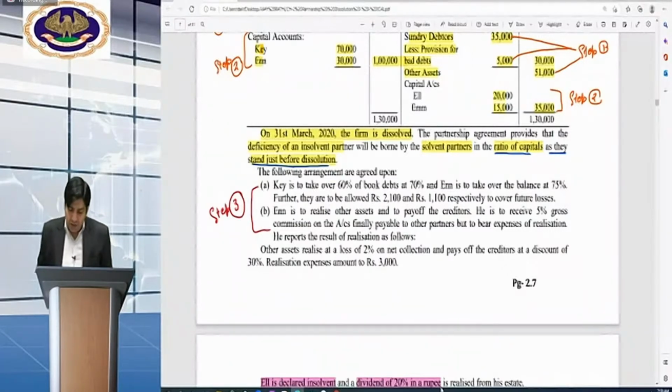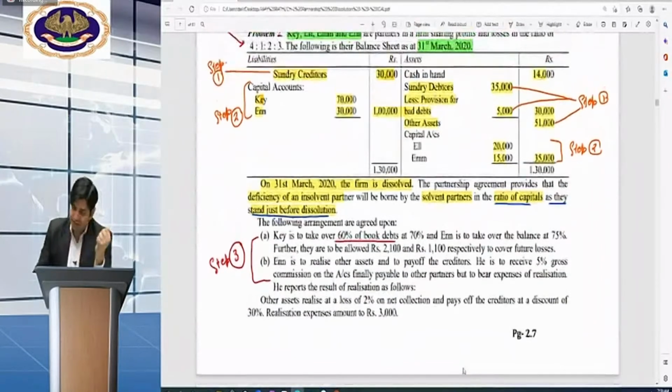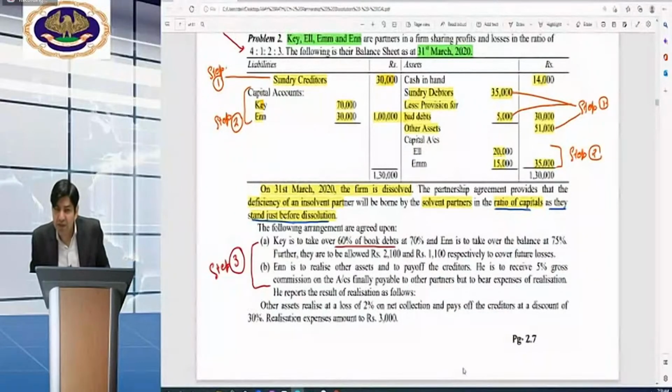Anyways, now Mr. Key is there, beta. Who has done this thing? And what has he done? Key is to take over 60% of book debts. Sir, what does it mean? Beta, can you please tell me what is the amount of book debts? Can anyone tell me the amount of book debts? Come on. Sir, it is very simple. Tell me everyone, is it 30,000 or 35,000?